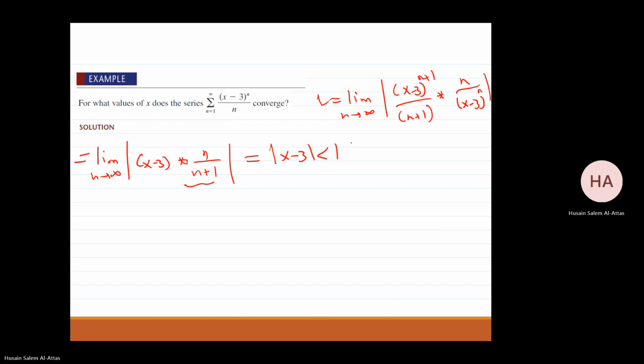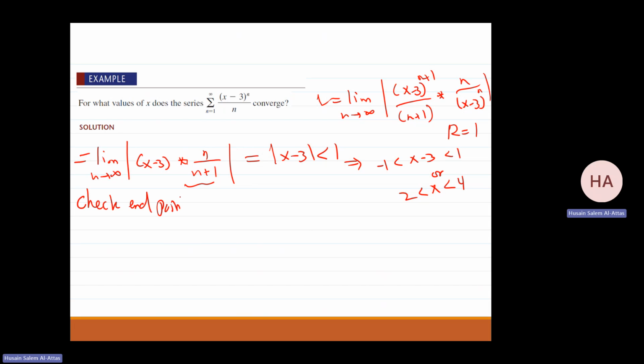So what will be r? R will be 1. What will be the interval? x minus 3, or x between 2 and 4. Now check endpoints. See what will happen. At x equal to 2 what I will have.